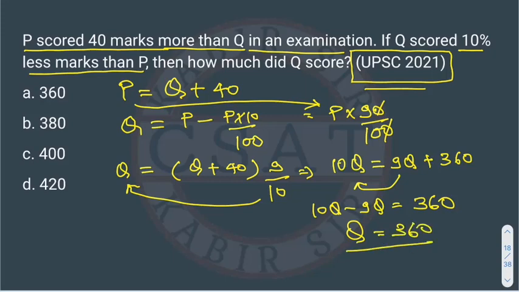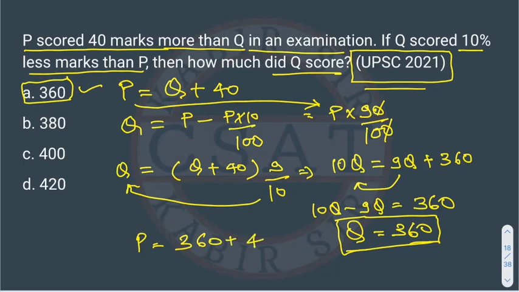What he is asking? He is asking how much Q scored. So Q is scoring 360. So the answer will be A, right. If we ask how much P is scoring, P is scoring 360 plus 40, the first equation, right. So it will become 400. It's a very easy question. I hope you all will get it. If you are having any problem in this, you can comment on this video, and we can get connected and I will explain you again, right?